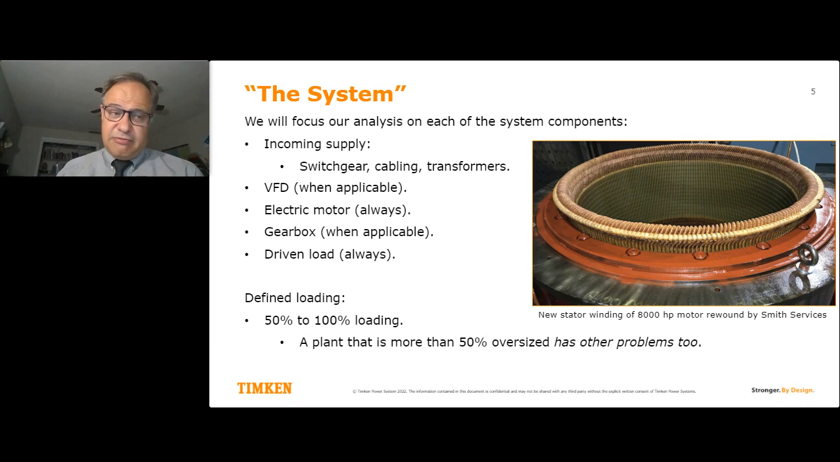What we will look at is the VFD, the electric motor, which is always used, the gearbox, when applicable, and the driven load, again, which is always used. Now, for our analysis, we define the loading to be between 50 and 100%. I got a question from a customer a couple of months ago where he says, well, my plant is running at half load or less. What should I do? I'm not trying to go to that extreme because then probably you have other problems in your plant if it's so far over design. So maybe next year I'll talk about that. But for now, we're looking at a reasonable plant loading between 50 and 100%.